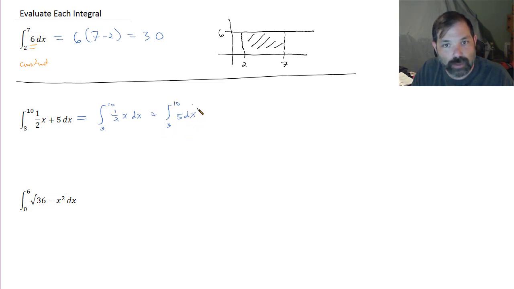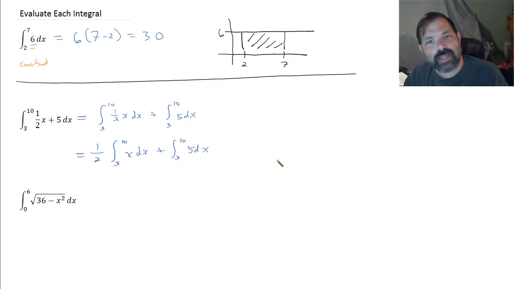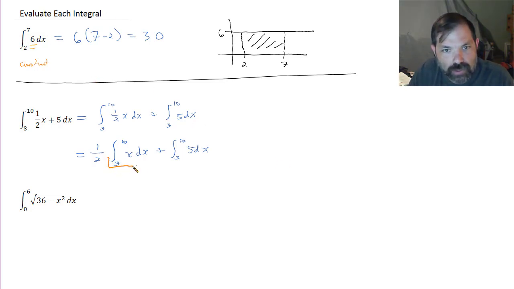Now the second term here, the integral from 3 to 10 of 5 dx, that's similar to the previous exercise because 5 is a constant. But this one, 1/2 x is not a constant. But I do have the 1/2 as a constant factor. I can bring that outside the integral. So then this becomes 1/2 integral 3 to 10 of x dx plus the integral from 3 to 10 of 5 dx. Now again, that second term isn't too difficult, but now let's focus on this factor right here. What's the integral from 3 to 10 of x dx?